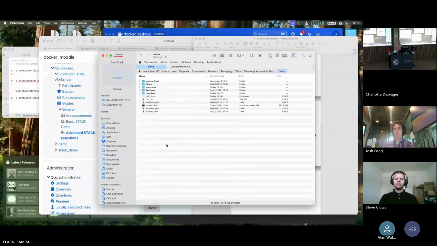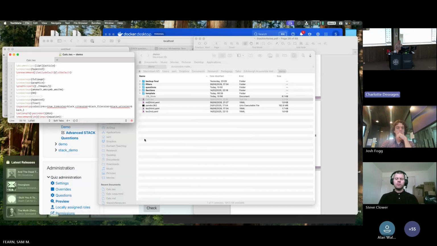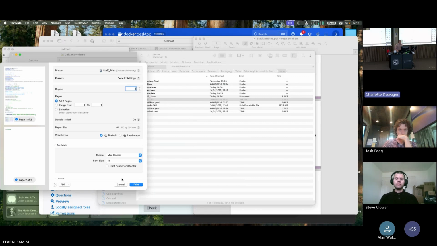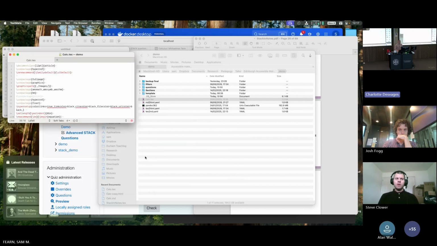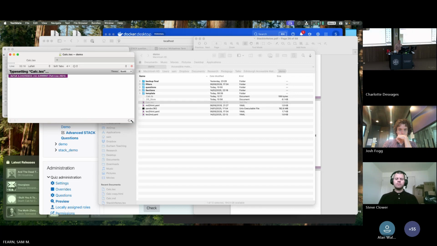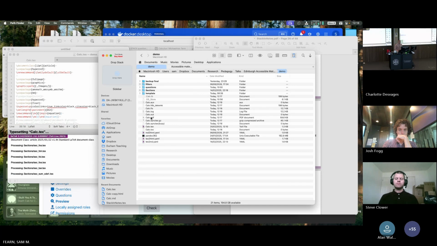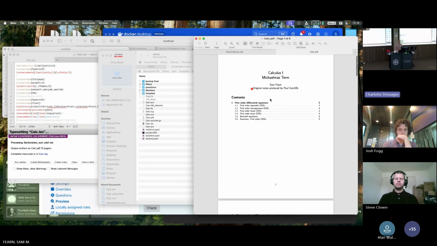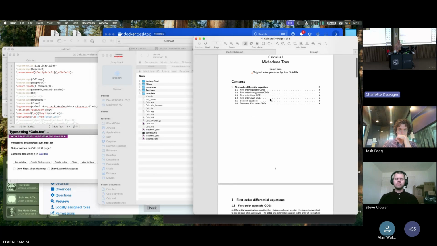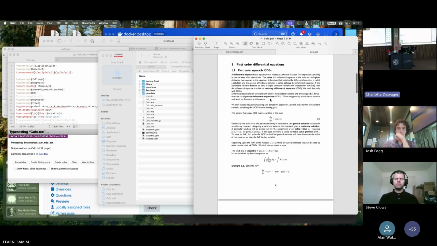So here I have some text file. If I print the text file, that's not what I want to do. If I run the text file, I get some PDF. Okay, so this is what this little snippet of LaTeX looks like as a set of course notes.